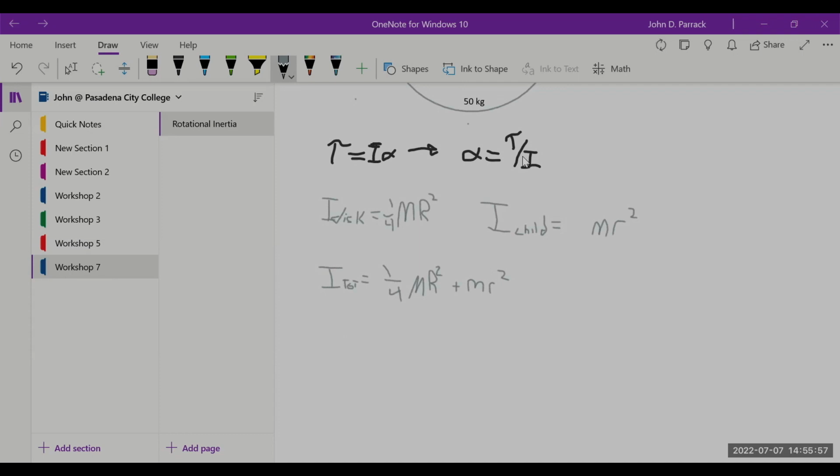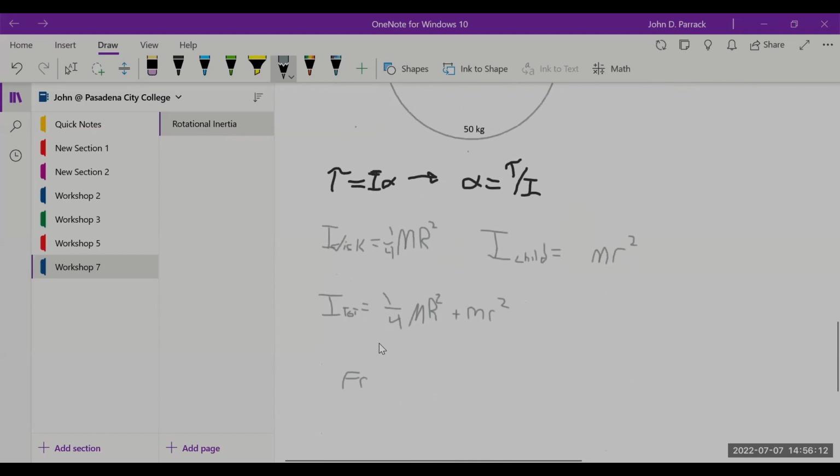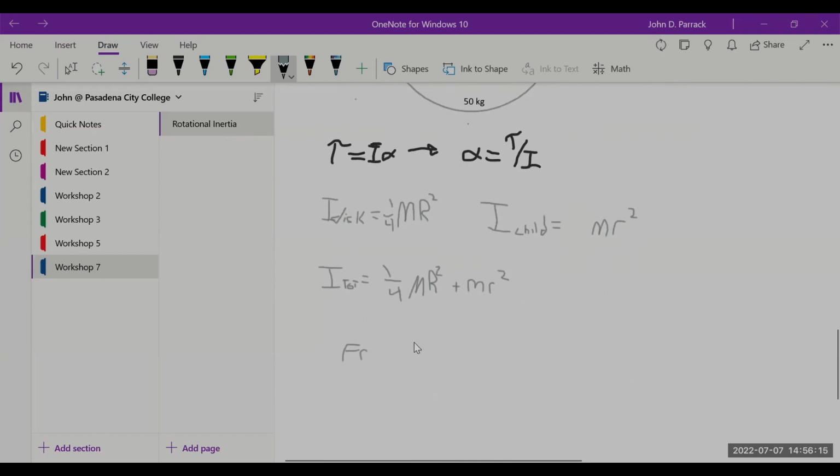So now instead of I, we want I total. We want the total rotational inertia over tau. We discovered that that was FR. Remember, we found that the angle was 90 degrees. The sine of 90 degrees, or the sine of pi over 2, is equal to 1. So this is F times R times 1, it's FR, divided by, now we're going to put I total, so 1/4 big M, big R squared.